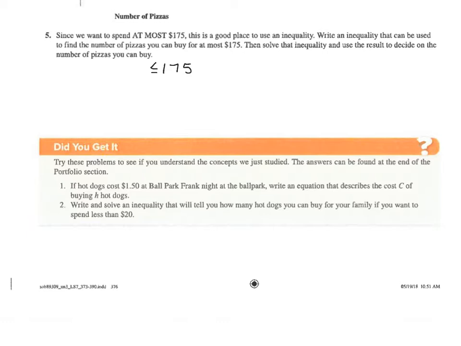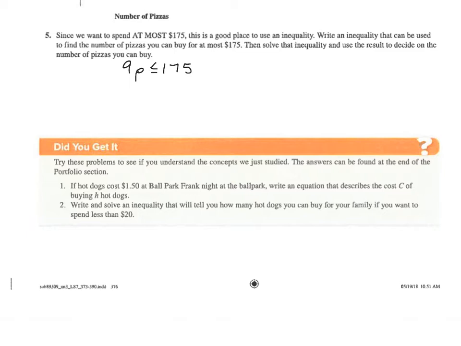It says write an inequality that can be used to find the number of pizzas you can buy for at most $175. So remember we said the cost could be $9 for P pizzas. And that looks like a good inequality, right? Then solve that inequality and use the result to decide on the number of pizzas you can buy.